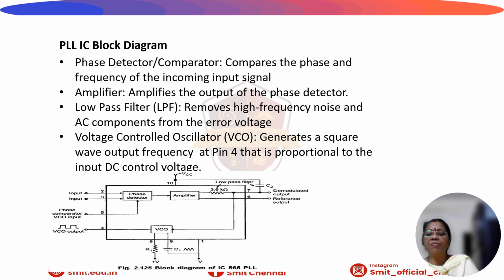The next block in the feedback is the VCO, voltage controlled oscillator, and external timing components RT and CT are also connected, in which you can take the output from pins 8 and 9. It generates a square wave output frequency at pin 4 that is proportional to the input DC control voltage. Thus, this is the block description of your IC 565 PLL IC.